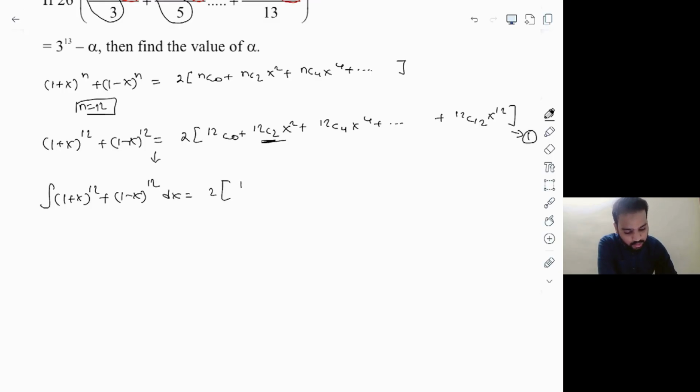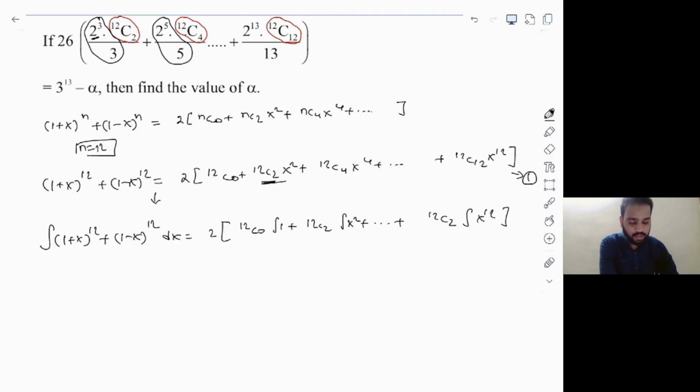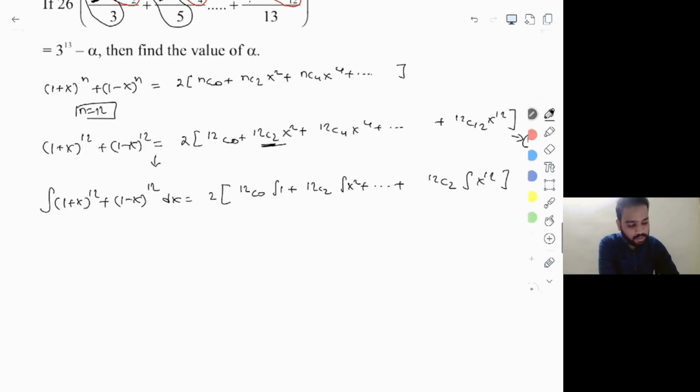So now let's start integrating here. You get 12C0 into integration of 1 plus 12C2 into integration of x^2 and then so on up to finally 12C12 into integration of x^12. Okay, the main idea is to integrate on both sides. Now let's put the limits also for this one, that is lower and upper limits of this integration. Now as you can see, 2^3, 2^5, 2^12, that is in the place of x we need 2. That is why what I'm going to do is I'm going to take the integration limits as 0 to 2.